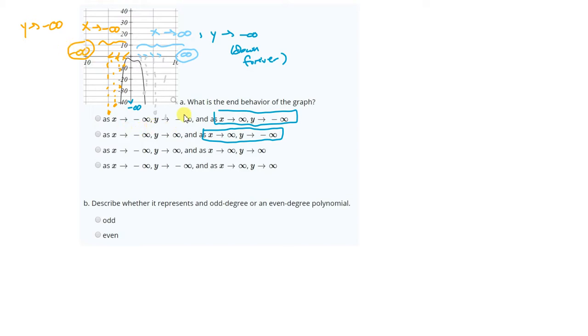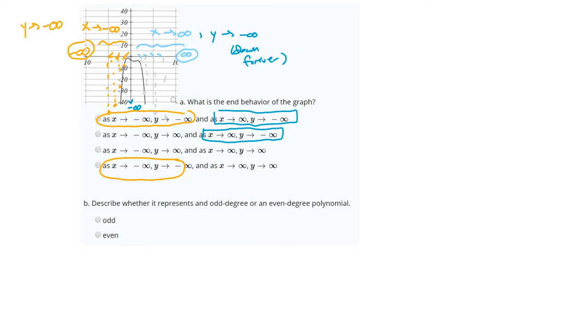As x goes to negative infinity, meaning to the left forever, y is going down forever. So this is true, and this is true. So the only answer choice where both the behavior at negative infinity and the behavior at infinity is correct would be this first choice in this case.